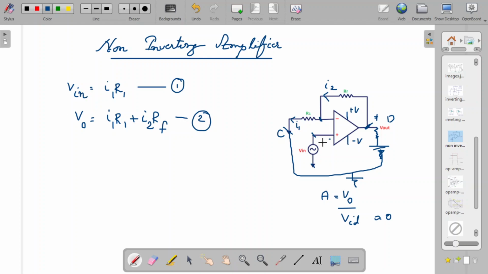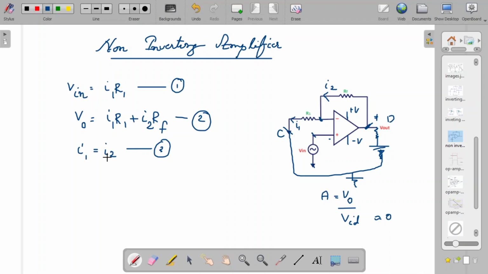Now another thing is, what is the current I1 and I2, how are they related? You can see that at this junction, applying Kirchhoff's current equation, whatever current flows into this junction should be equal to the current flowing out of it. And since the op-amp has very high resistance, we said that no current flows into the op-amp. So I can write I2 equal to I1, or I1 is equal to I2. So you get the third relation.